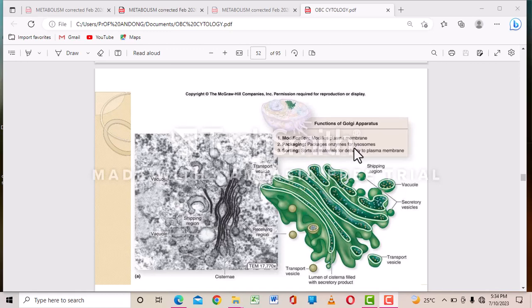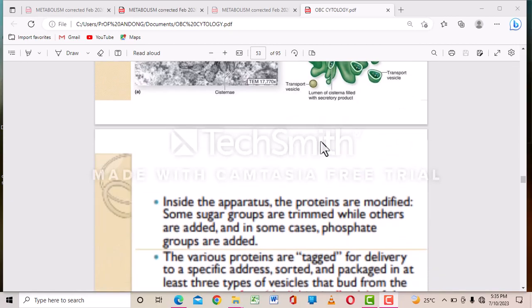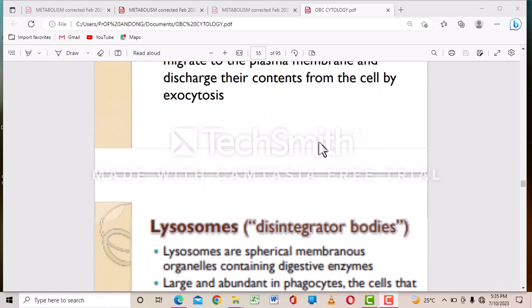Packaging, that is enclosing them into vesicles, be it for the lysosome, and you have sorting, that is the arrangement of the different molecules that are to be exported to the plasma membrane or to be secreted out of the cell. So we see that from its modification function, its packaging function, its sorting function, they all describe the role of a distribution center. This all explains what we have said.